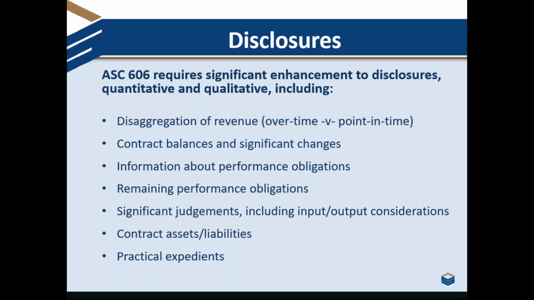Some of the disclosures include, as we say here, quantitative and qualitative. A lot less quantitative for private companies, but the qualitative is still there. The disaggregation between over time and point in time is discussed in step 5. Contract balances, information about performance obligations, we're going to talk about in the next slide. Remaining performance obligations, and significant judgments, which is big as it relates to the disclosure mindset where the FASB is going: what were your judgments?